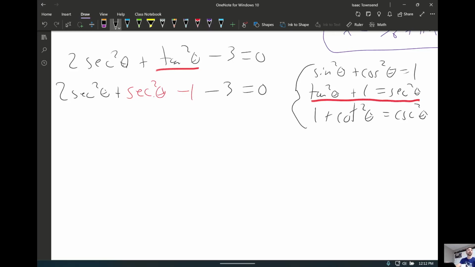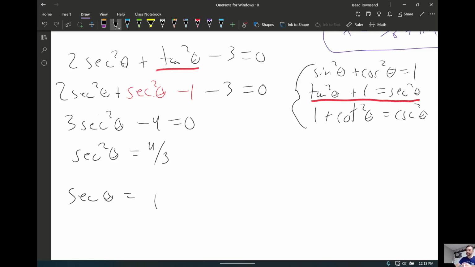You okay with why I'm doing that? Okay. Now it's only secant squared stuff, so I can combine these like terms, combine those like terms, and now it's looking like some of the questions you've done in the book. Add the 4, divide the 3. Square root both sides. Of course, don't forget the plus or minus when you square root both sides. Still have to be able to simplify the square root of a fraction.